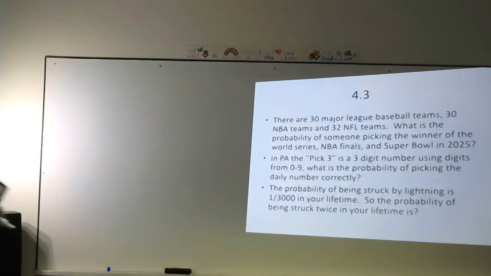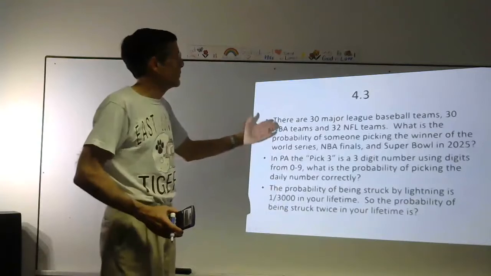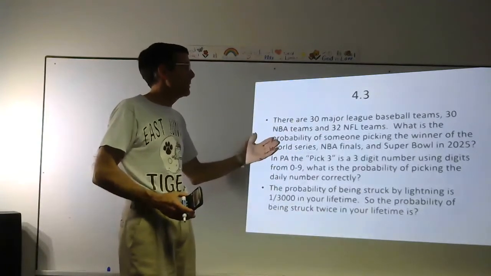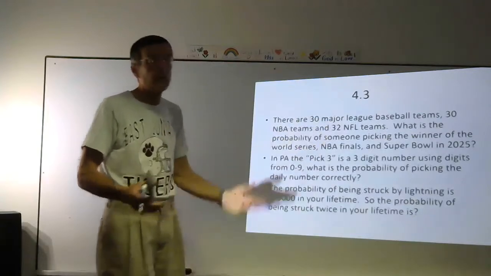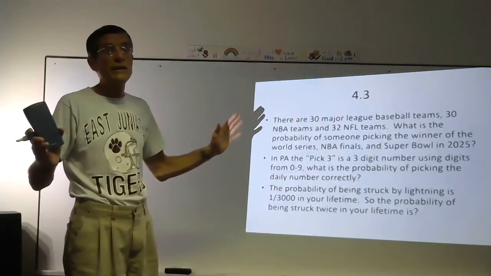Now, where is this very useful? You have 30 Major League Baseball teams, 30 NBA teams, 32 NFL teams. What is the probability of someone picking the winner of the World Series, the NBA Finals, and the Super Bowl in 2025? Okay? No idea who's going to do that.